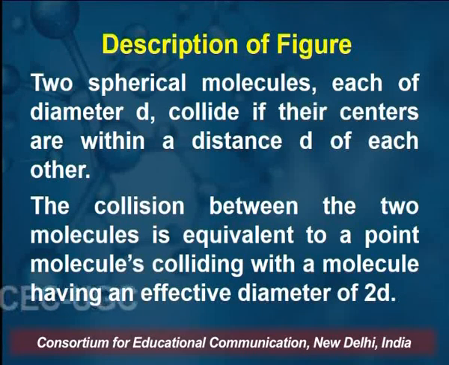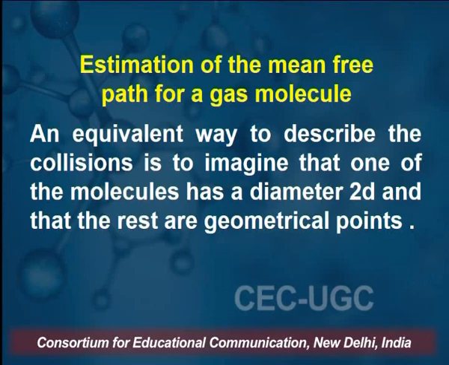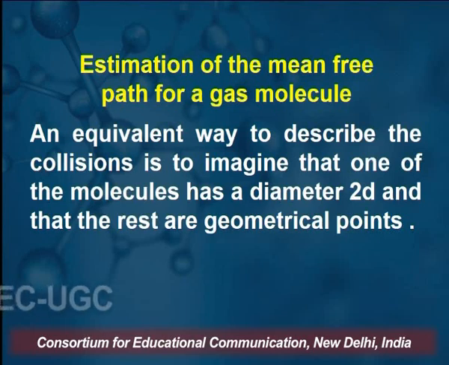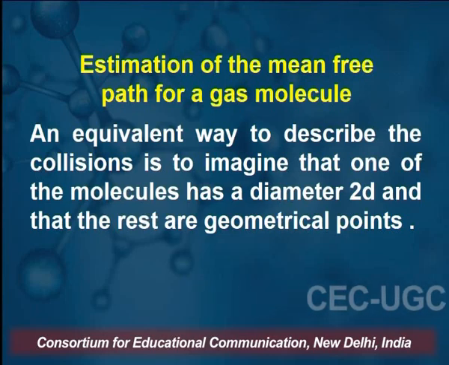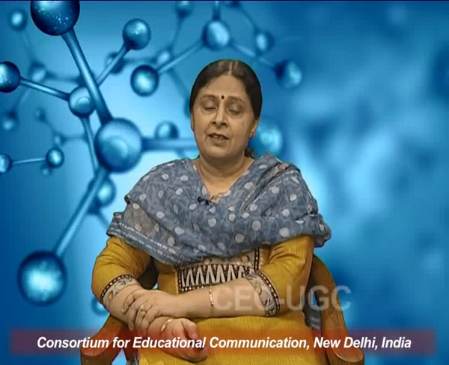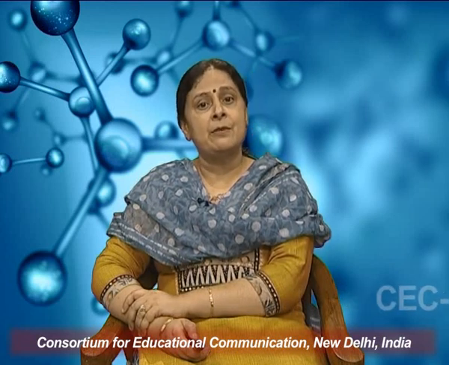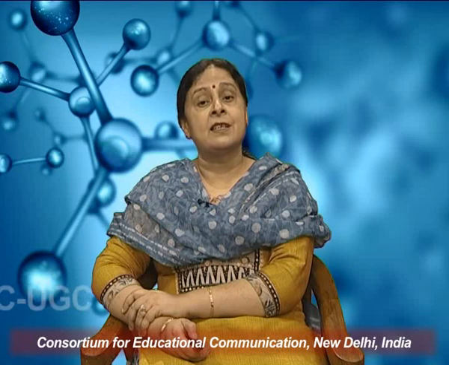The collision between the two molecules is equivalent to a point molecule colliding with a molecule having an effective diameter of 2d. An equivalent way to describe the collisions is to imagine that one of the molecules has a diameter 2d and the rest are geometrical points. It means the sphere in blue has a diameter 2d and the brown sphere is simply a geometrical point. It means it is a point mass.